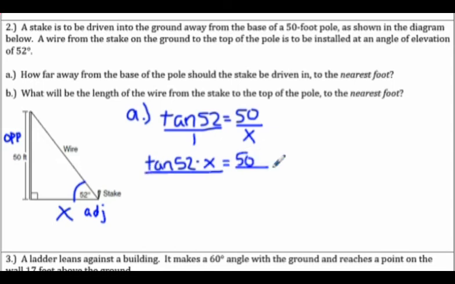And we're going to then divide both sides. Opposite of multiplication is division. Divide both sides by tan 52. Over here. And let me put that in the calculator and see what we get.